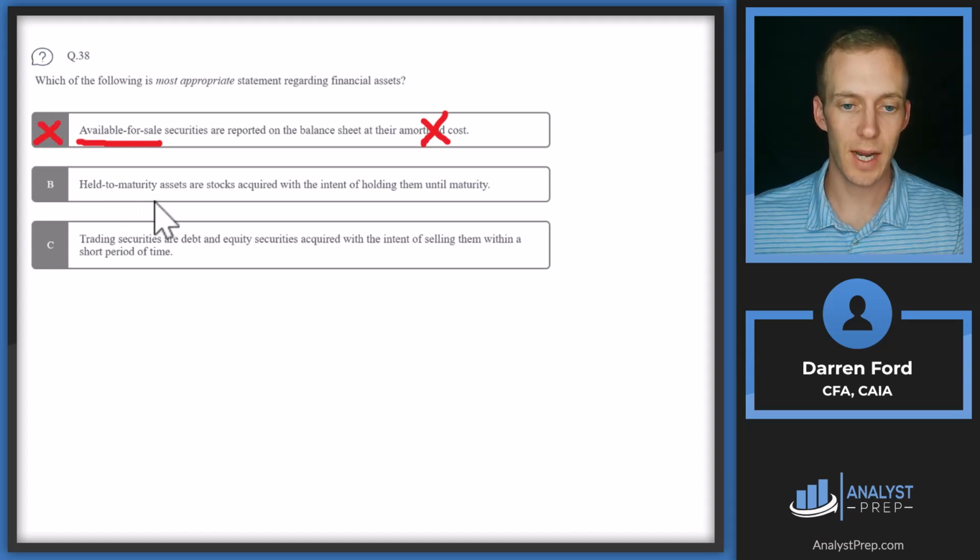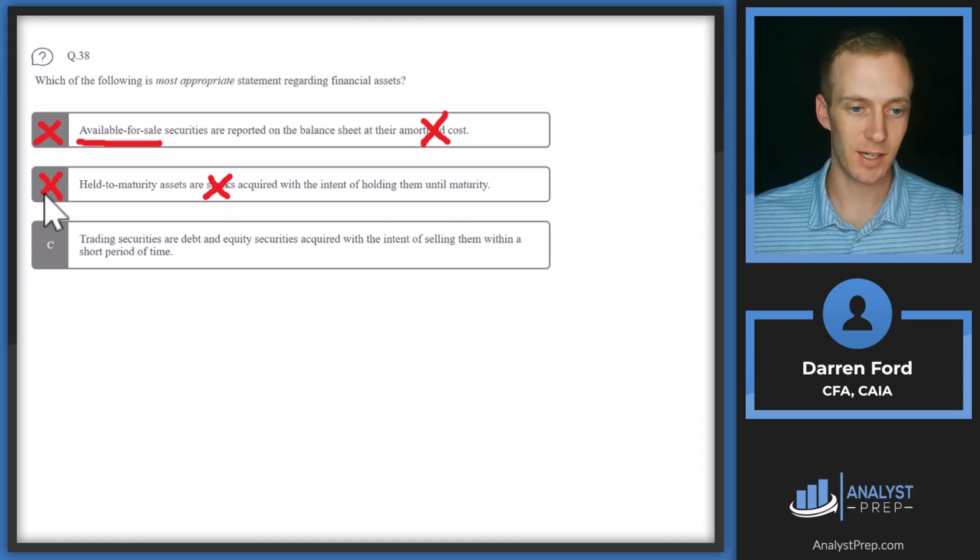B, held to maturity assets are stocks acquired with the intent of holding them to maturity. This one falls apart at stocks. Stocks do not mature, so they can't be a held to maturity asset, since they don't mature. I feel like I just said mature like 10 times there. But we're going to rule out B.